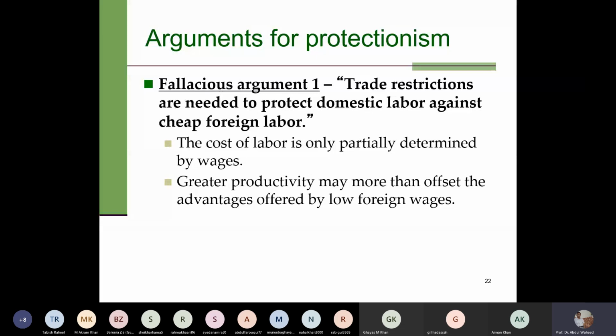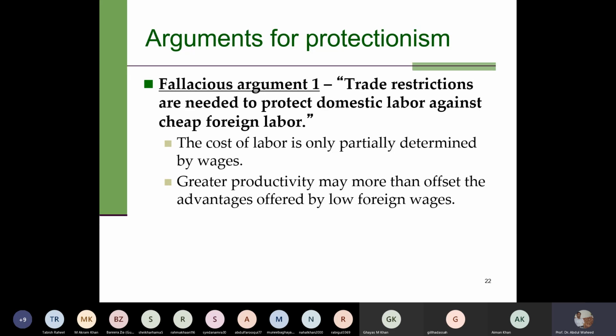Argument number one is that trade restrictions are needed to protect domestic labor against cheap foreign labor. So it is said that we have to put trade restrictions, impose tariffs, impose quotas, and protect domestic labor against cheap foreign labor. For example, Japanese labor is expensive. Bangladeshi labor is cheap. Their wages are low.